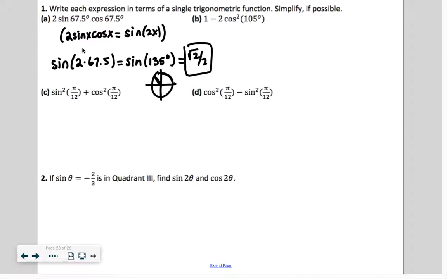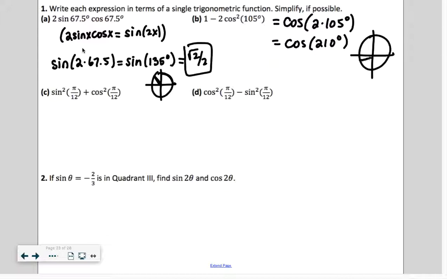All right, so the next one, when you see 1 minus 2 cosine squared of 105, does that remind you of one of these double angle ones? Yeah, it's going to be the cosine one, right? So it's going to be cosine of 2 times 105. So it's going to be cosine of 210. Do we know that one? So 210 is going to be 30 degrees past 180.